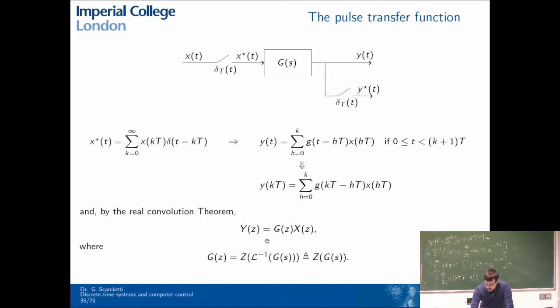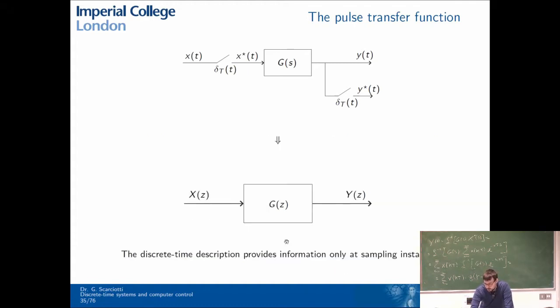We can write g of z, indicating the Z transform of the inverse Laplace transform of g of s. In this course, you can actually just write the Z transform of G of S, and we understand that this means this expression. So, to conclude, we have seen that this scheme can actually be replaced by this scheme.